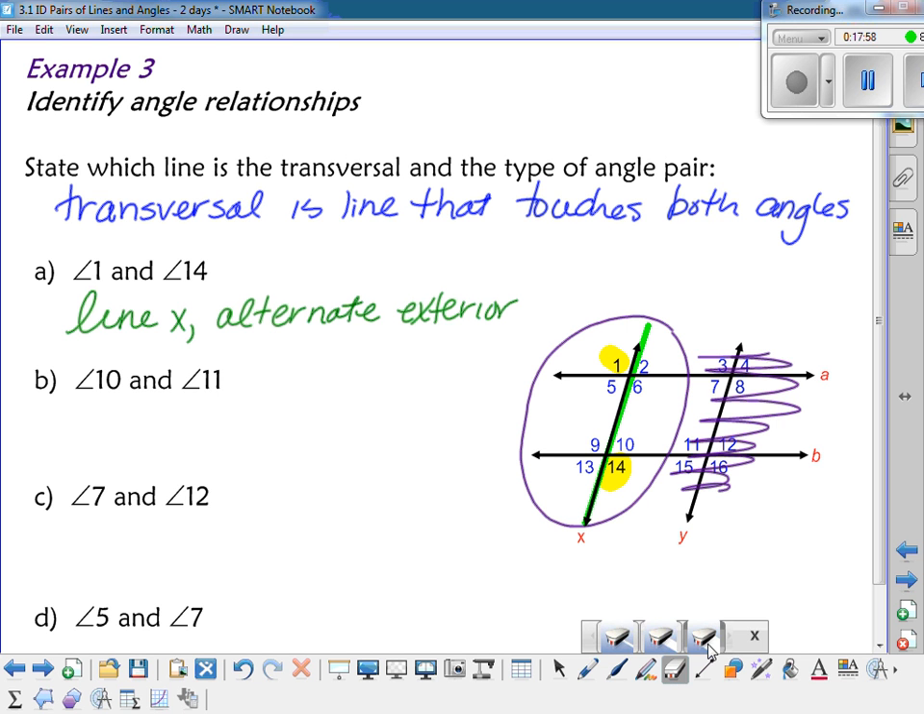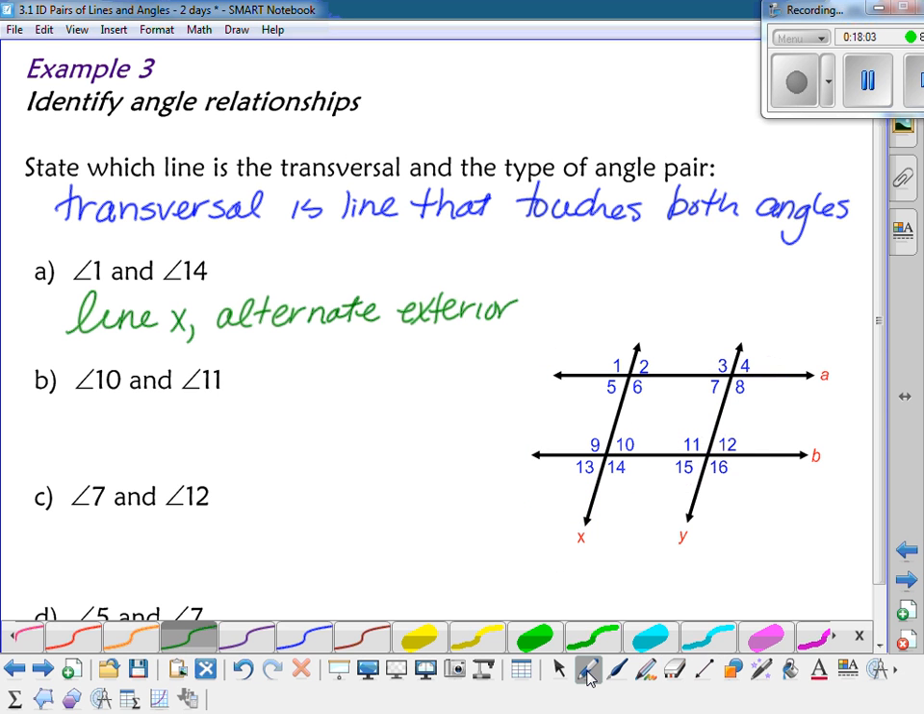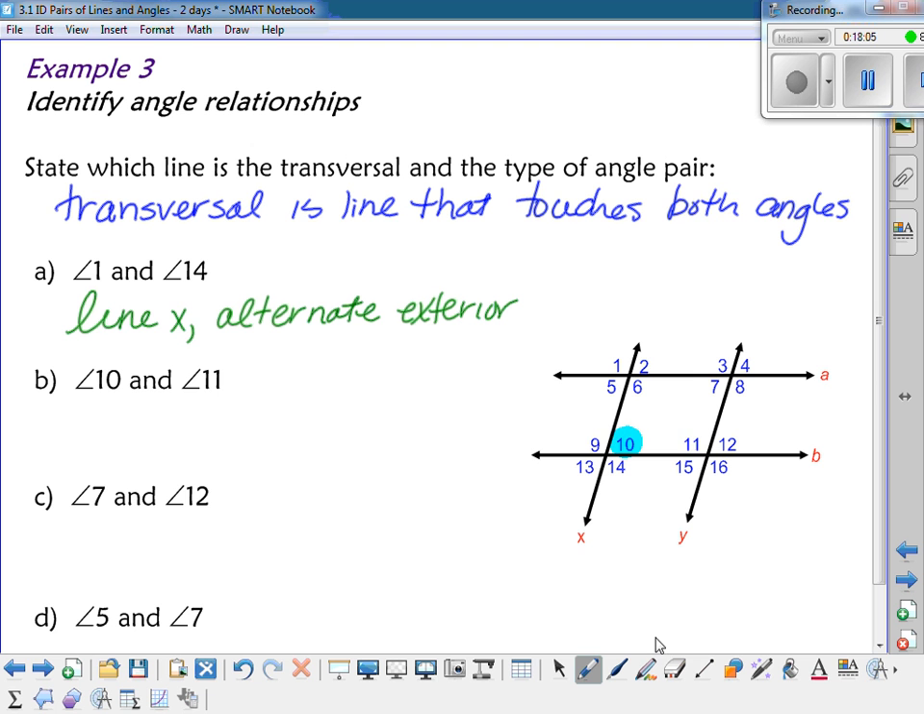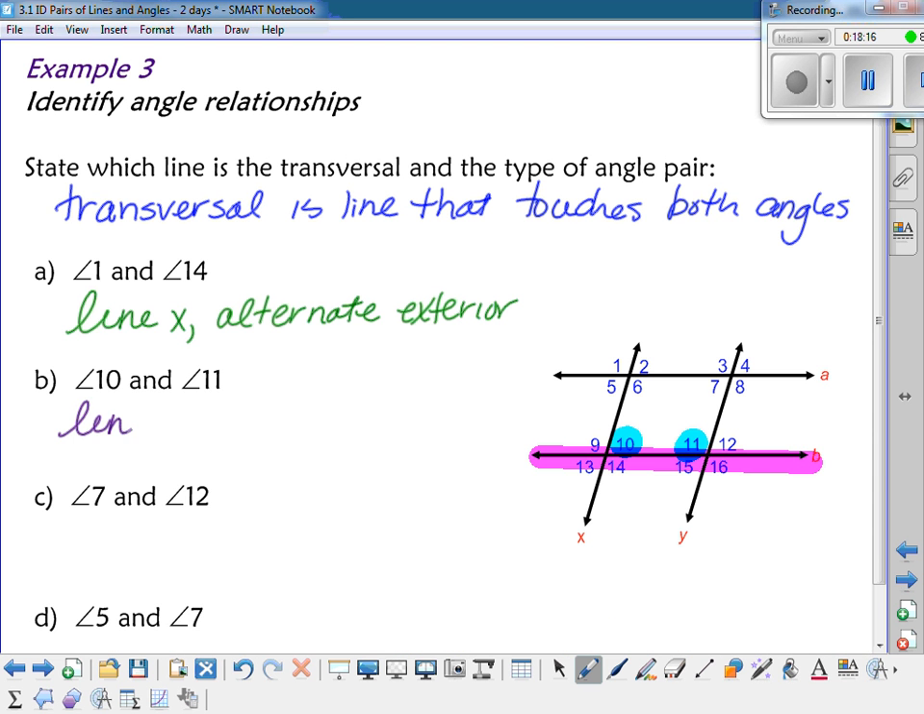All right, now let's look at the next one. Now I'm looking at angle 10 and 11. So the line that's touching both of them is B. So the transversal this time is line B. So I don't care about this part of the drawing up here. And so I see that they are on the same side, so those are consecutive, and they're inside, so consecutive interior.